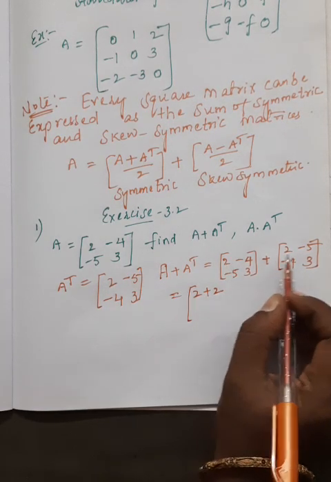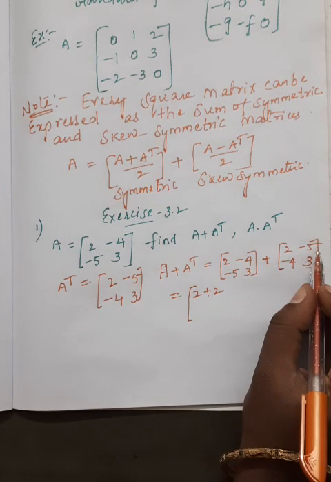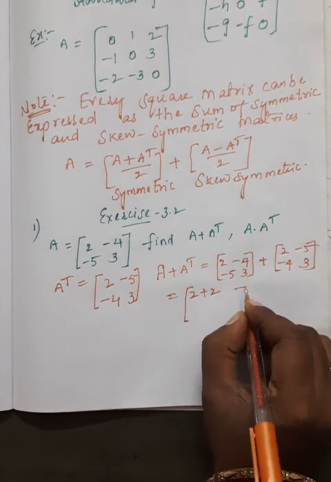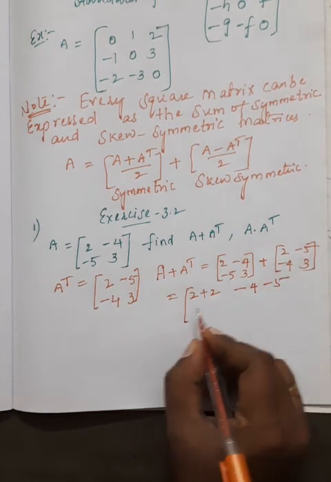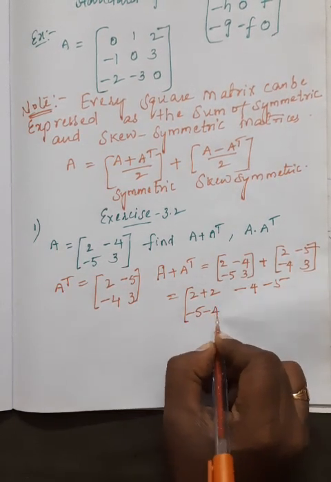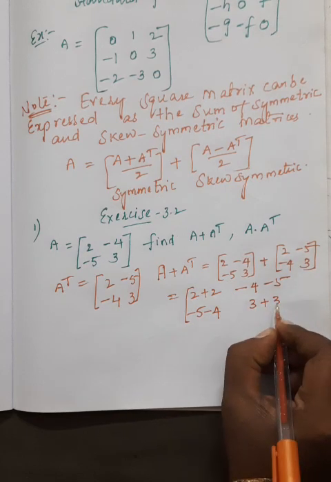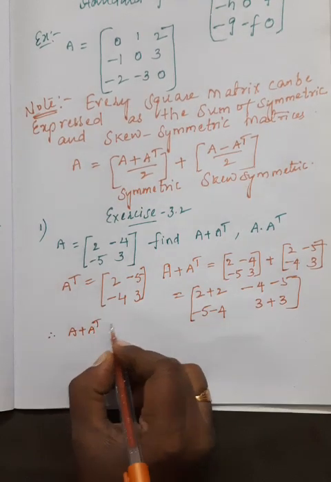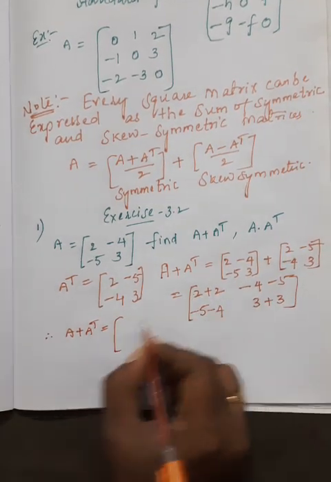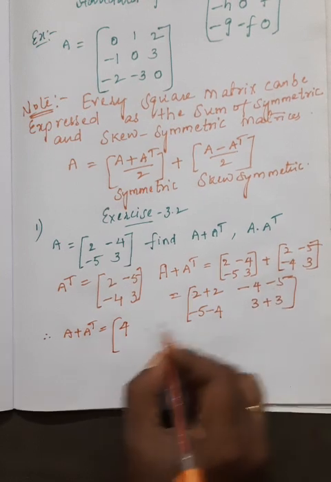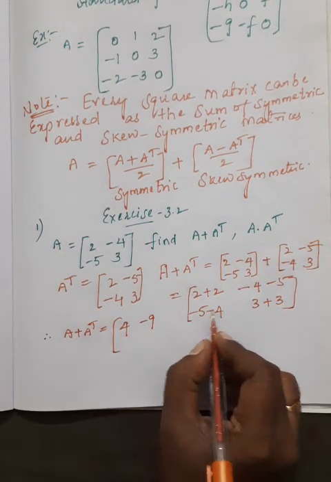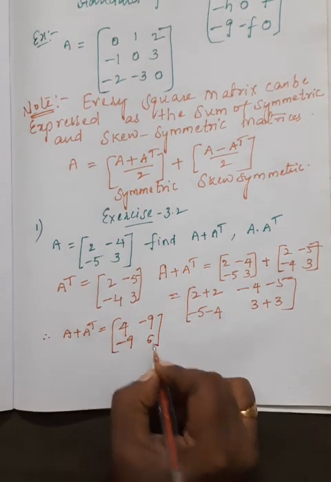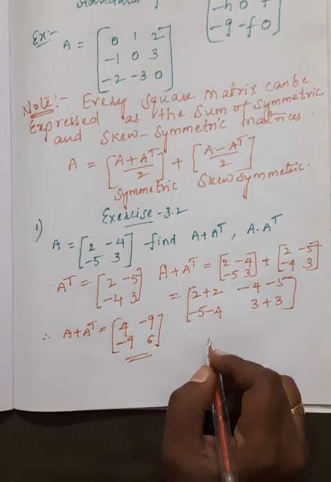Add first element with first element, second element with second element, third element with third element, fourth element with fourth element. So minus 4, minus 5, minus 5, minus 4, 3 plus 3. Therefore A plus A transpose is 2 plus 2 is 4, minus 4 minus 5 is minus 9, minus 5 minus 4 is again minus 9, 3 plus 3 is 6.